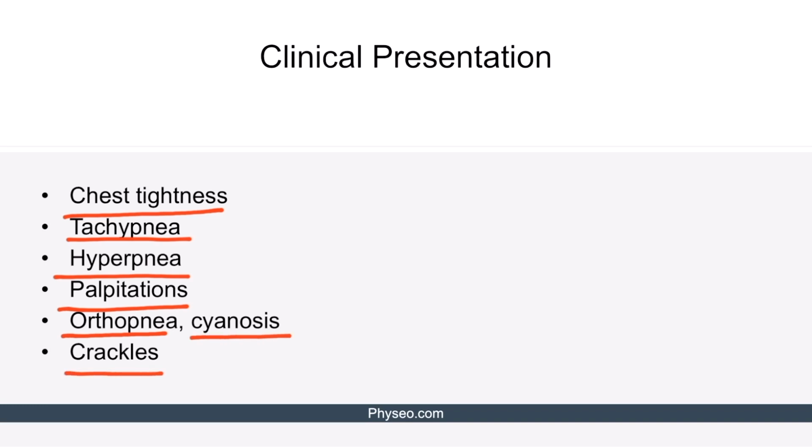Orthopnea is difficulty breathing when lying flat. The discoloration of skin due to low oxygen saturation results in cyanosis. Crackles are sounds like an irregular, intermittent rattling heard on long auscultation.